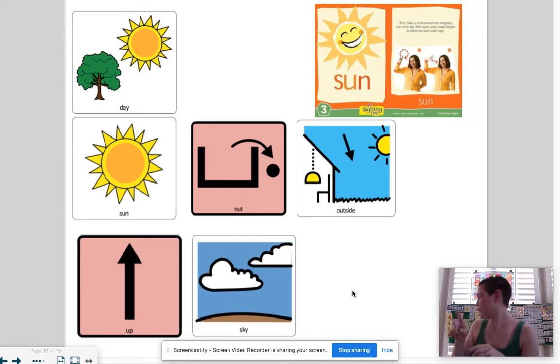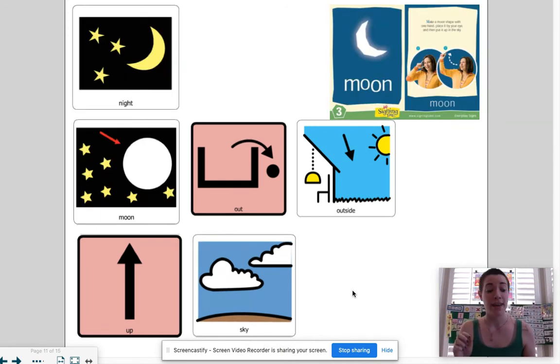Now, this is different from nighttime. During the nighttime, we see the moon. And if you look, you just make the shape of the moon up to your eye and then put it up in the sky, from your eye to the sky. During the nighttime, the moon is out. When we go outside, we can see the moon. It is up, up, up in the sky.